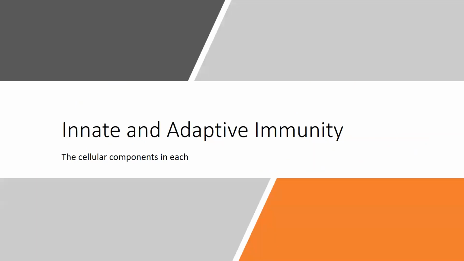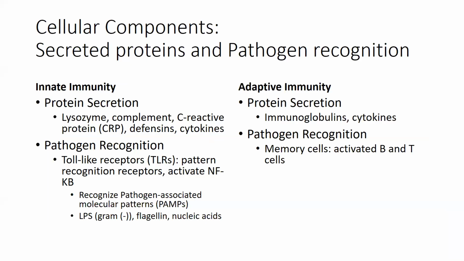When it comes to innate and adaptive immunity, we've talked a little bit about the cell players in each, but I did want to just remind us about a couple things that we haven't discussed specifically. When it comes to innate immunity, protein secretion, remember that all of our skin surface proteins, like our defensins, our lysozymes, even CRP, can be involved in the innate immune system. So don't forget about that epithelial layer of protection that is part of innate immunity.